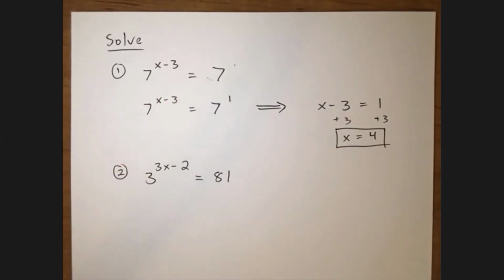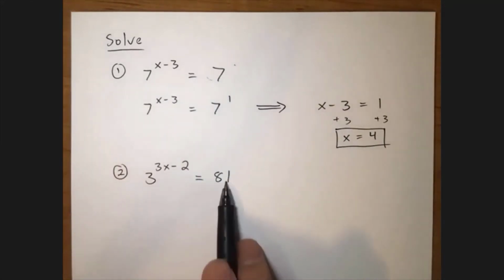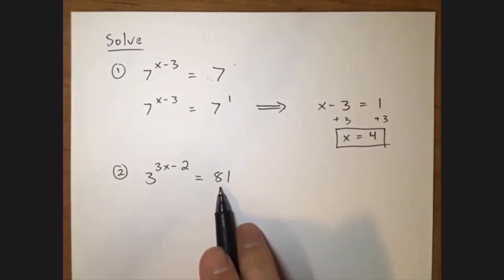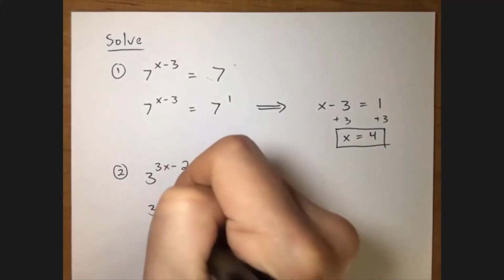All right, this one isn't as obvious because here the bases were the same. I had a 7 here and a 7 here. Here they're different, but I can view them as the same because I can write 81 as a power of 3. 81 is actually 3 to the 4th power. So let's write it like that.